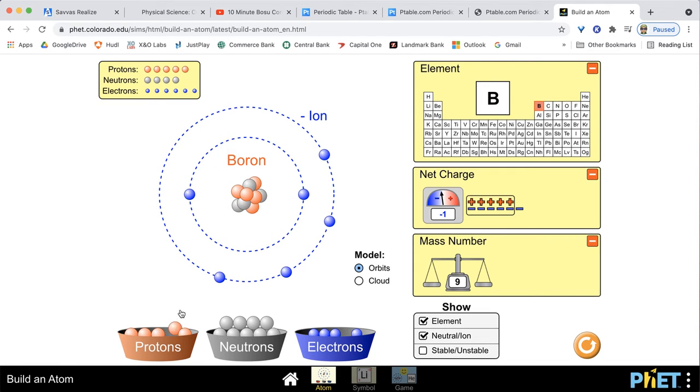I'll add 2 more protons. I'll add a couple more neutrons. And now I have carbon, which has 6 protons and 6 neutrons. 6 protons positively charged, 6 neutrons neutrally charged, 6 electrons negatively charged. Notice the mass number is 12, the atomic number is 6, and this is where I find it on the periodic table. You notice it's number 6 on the periodic table, because the periodic table is organized by atomic number.